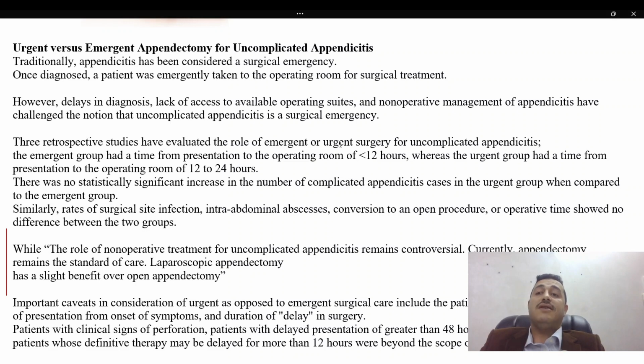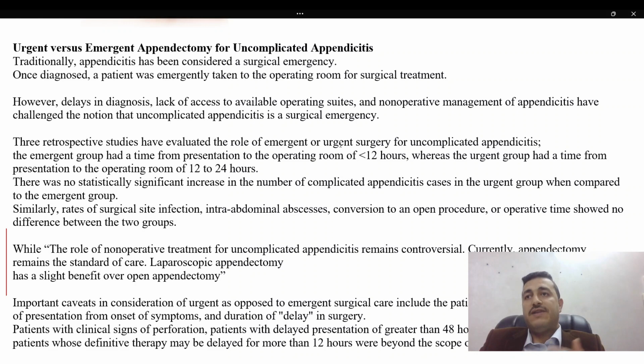About the first question, is it urgent versus emergent? The first question that should appear here: are we talking about complicated or uncomplicated appendicitis? Let's first talk about uncomplicated appendicitis. Uncomplicated appendicitis means appendicitis with pain and localized signs of infection. Traditionally, in the past, appendectomy was thought to be an emergent procedure, regardless of complicated or uncomplicated. Once we diagnose, we hurry up to the theater.